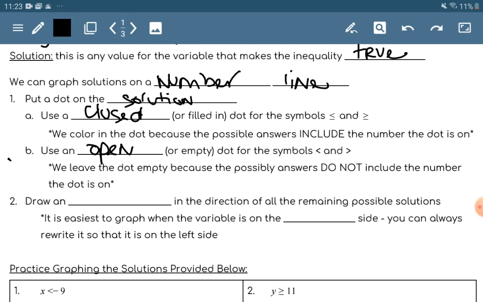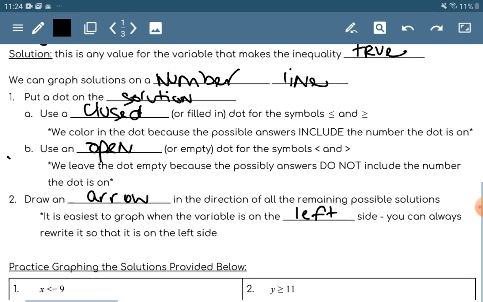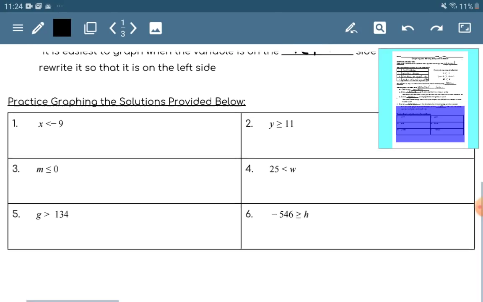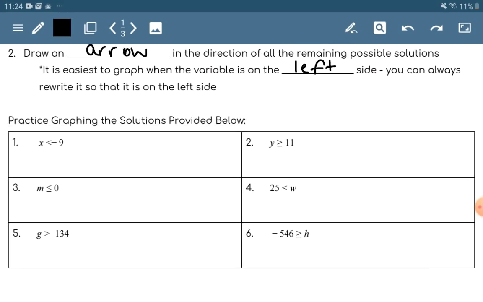And the final thing we're going to do is draw an arrow in the direction of all of our possible answers. So one thing to keep in mind is the easiest way to graph is when the variable is on the left side, and usually it will be. However, we can always rewrite it so that the variable is on the left side if it isn't already to start. So we've got some examples below. The first one is x is less than -9. Since my variable is on the left side, I can go ahead and start graphing it.